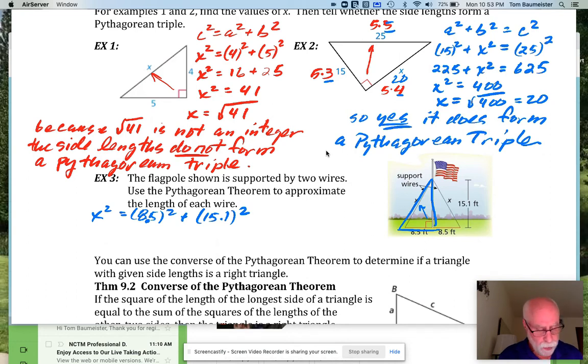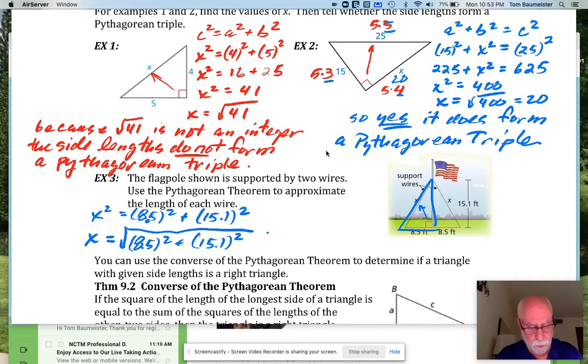Okay, now your calculator will be as nice as you want it to be. So you could go ahead and do this radical and do everything underneath it. So 8.5 squared plus 15.1 squared. And then it would ask you to approximate it. So we would say 17.33 feet. Okay.